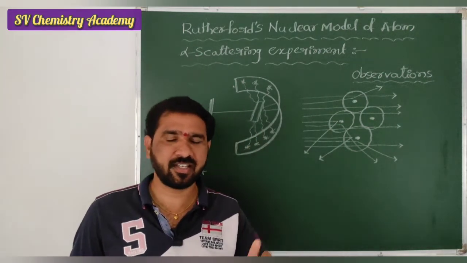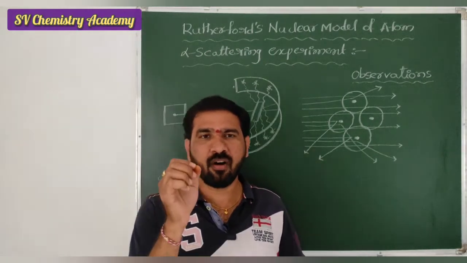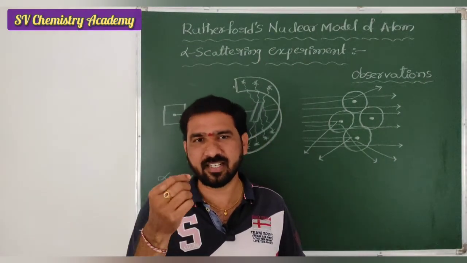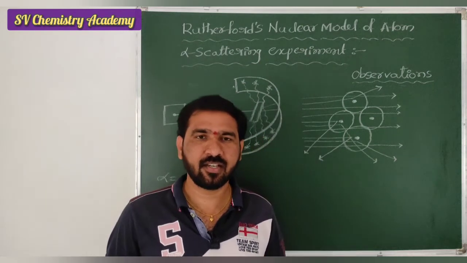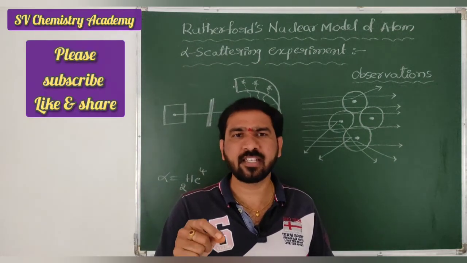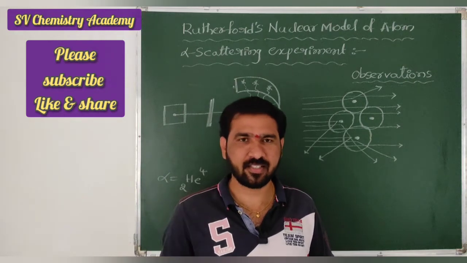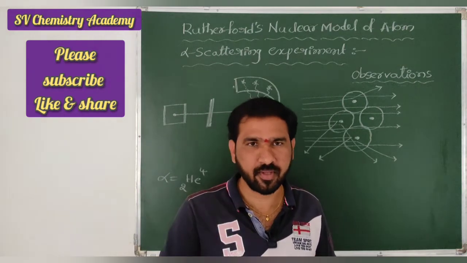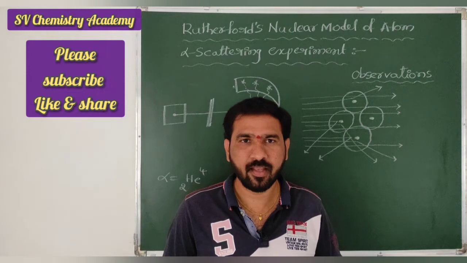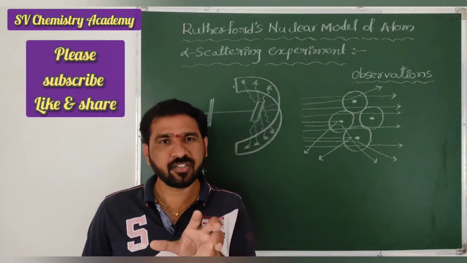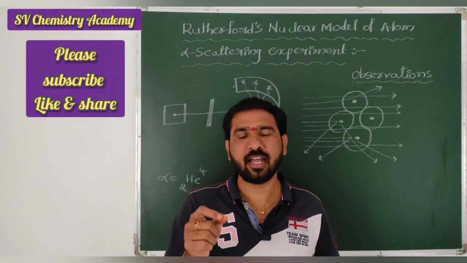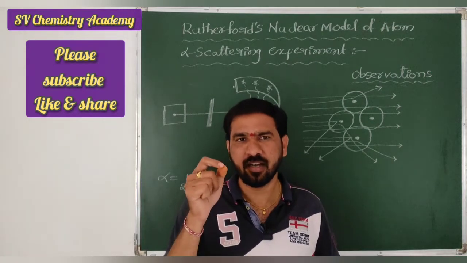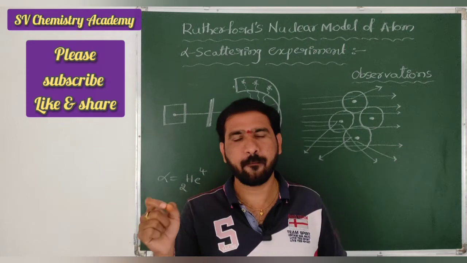According to Rutherford, the small region at the central point, the nucleus, has a radius of 10 power minus 15 meters. That is nothing but 1 Fermi. And the size or radius of the atom is 10 power minus 10 meters.